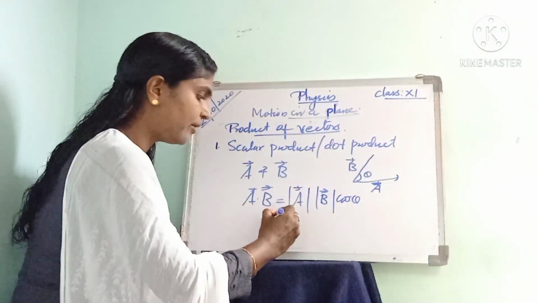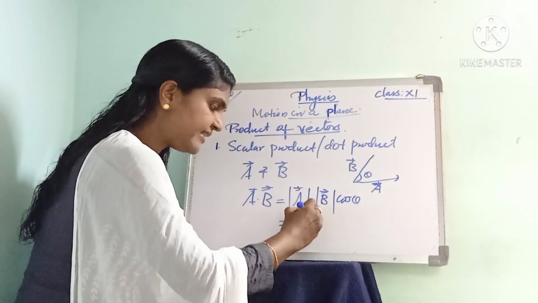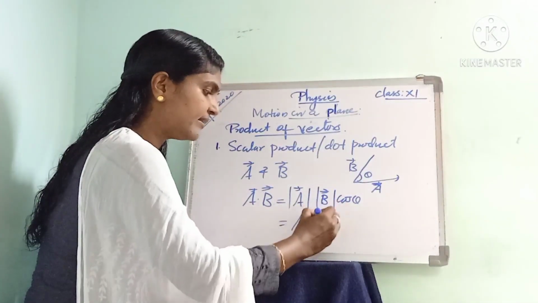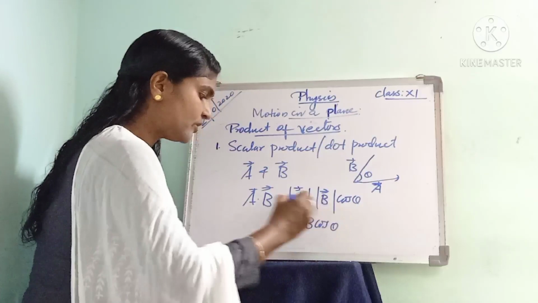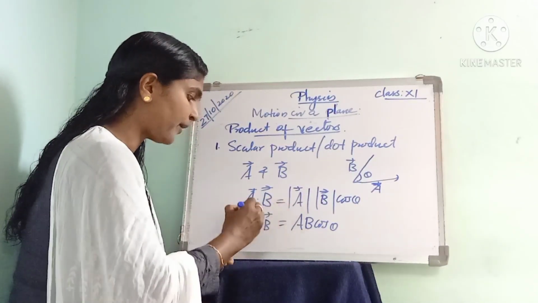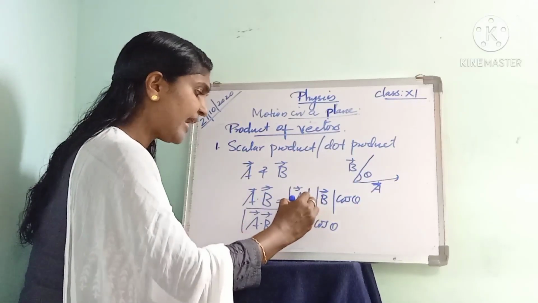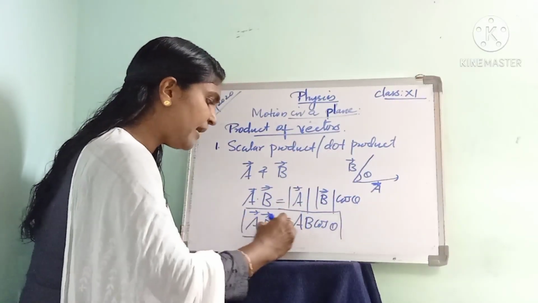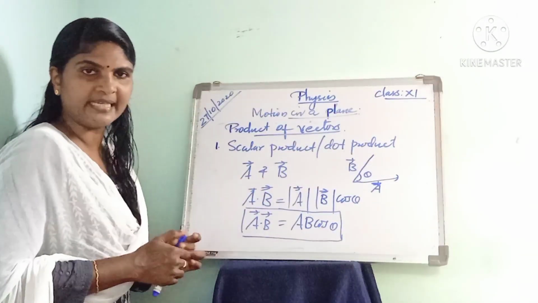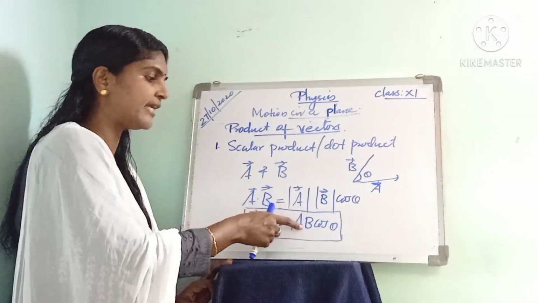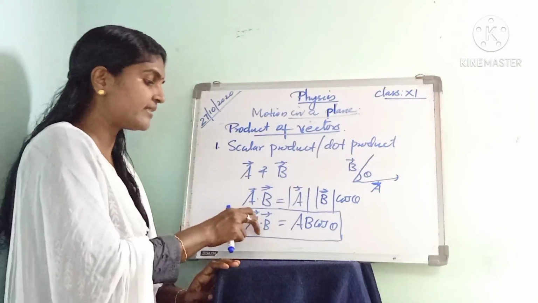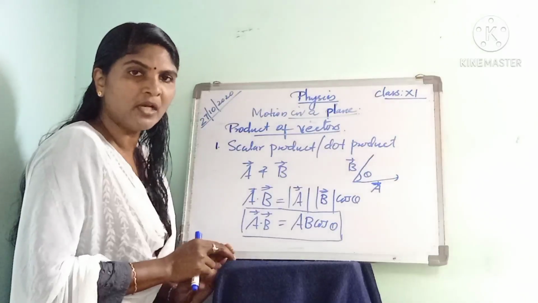You know the modulus of vector A is actually A, and the modulus of vector B is B, then cos theta. So the value of A dot B, the scalar product or dot product of these two vectors A and B, is AB cos theta. So we can say A dot B is equal to AB cos theta.